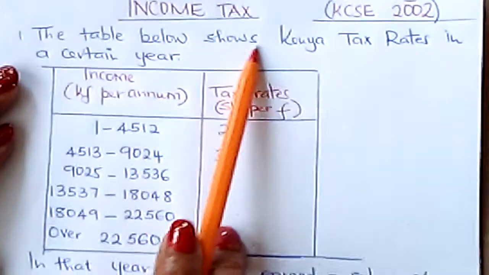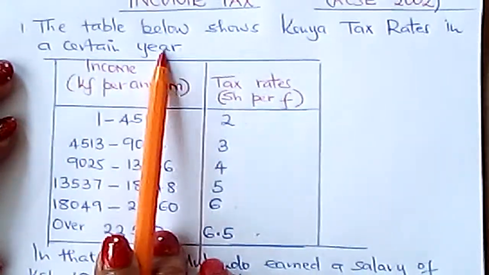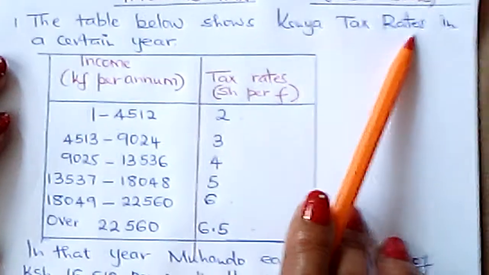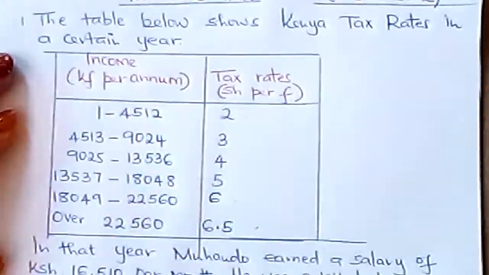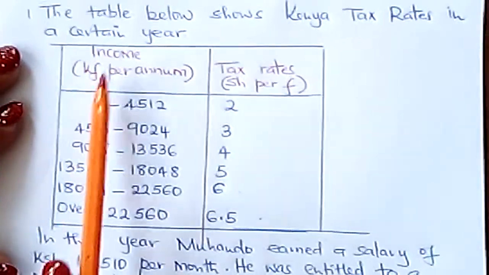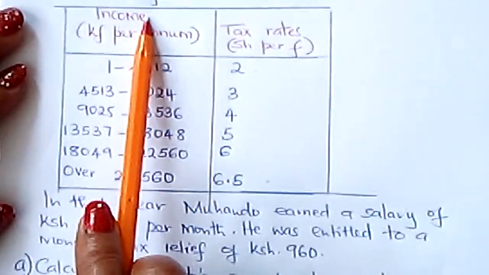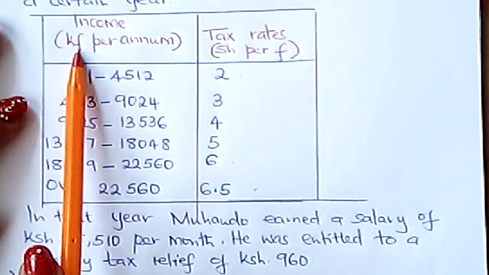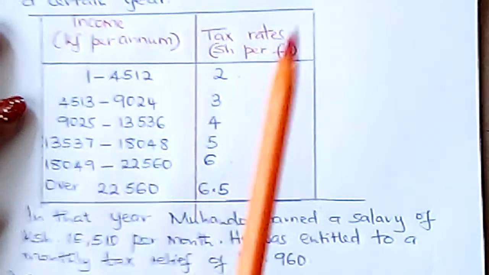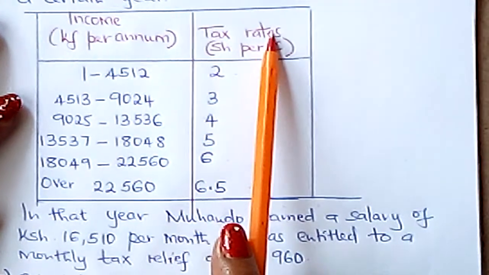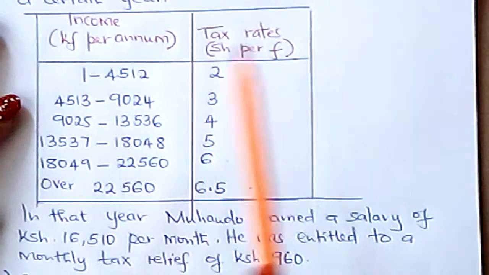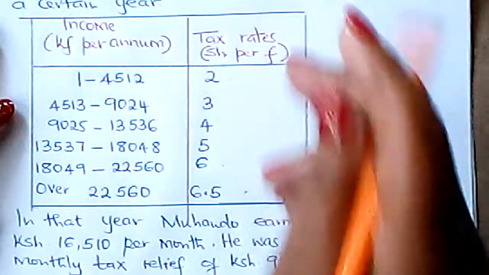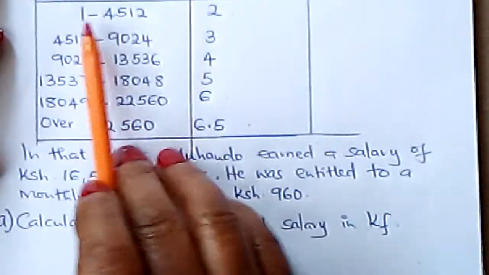The table below shows Kenya tax rates in a certain year. So we have the table here, learners, we studied. Here you have the income, and it should be in Kenya pounds per annum. This other side, you have tax rates, and the tax rates are in shillings per pound. And therefore, we have these bands.